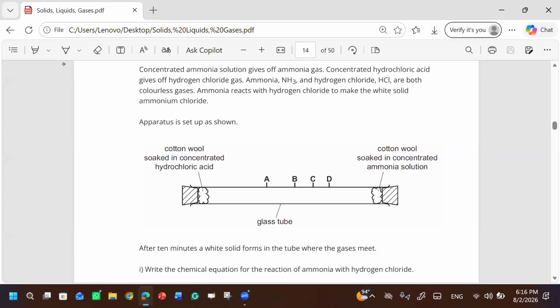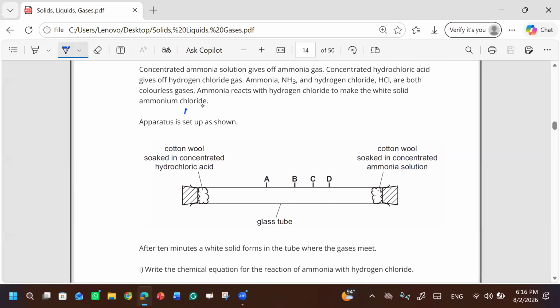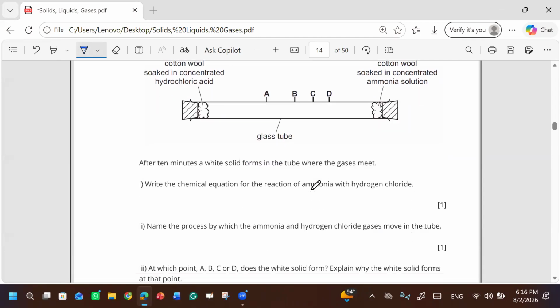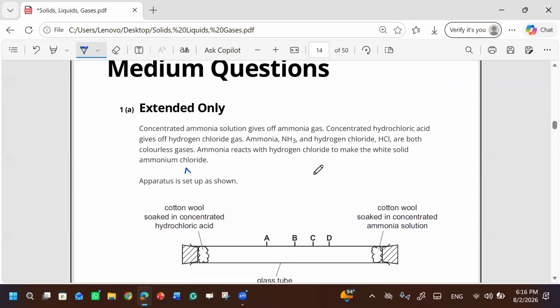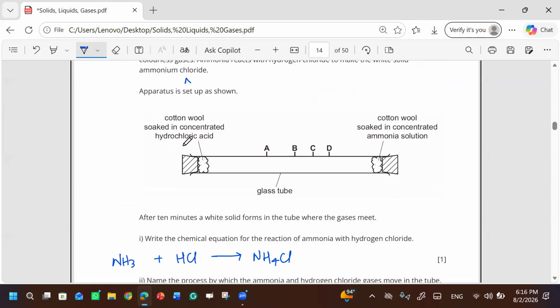And what will be the state of these things? Like solid, liquid, gas. This is ammonia, and this is ammonium chloride, which is a solid. You see, over here they have mentioned ammonia gas. So this is gas.